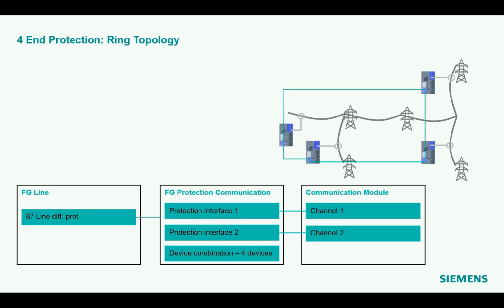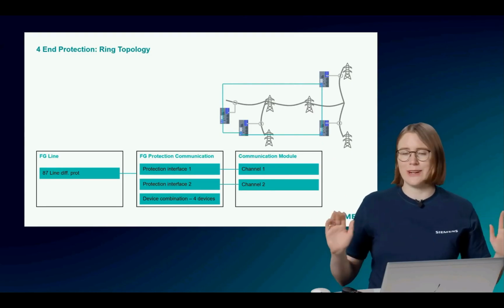We also have, of course, the function block device combination, but this time we not only have 2 devices, we have a device combination of 4 devices. For the communication modules, we have again 2 channels, and each of these channels is connected to one protection interface, but here not to achieve redundancy, but to achieve this ring topology, where one device is always connected to 2 other devices.